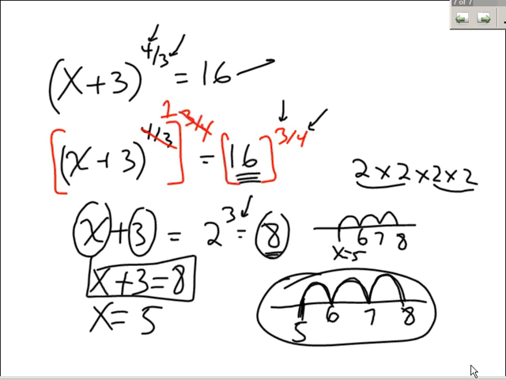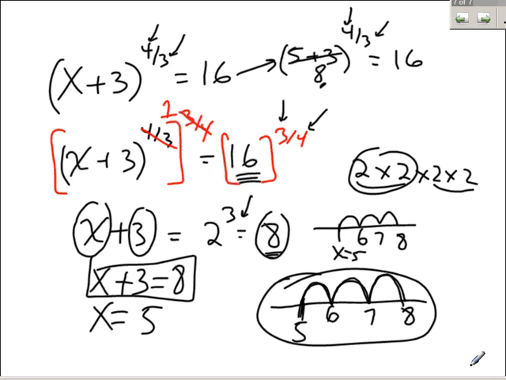That is, 5 plus 3 to the 4/3 power is 16. Let's make sure. Maybe we made a mistake. 5 plus 3 is 8. What times itself 3 times gives you 8? 2. Take that answer, 2, and multiply it by itself 4 times. 2 times 2 4 times is 16. Exactly what we're supposed to get. There's no doubt in my mind that x is 8. I know it is. I checked it.